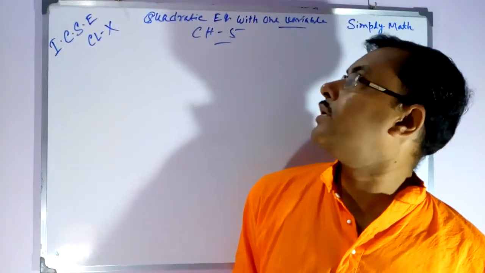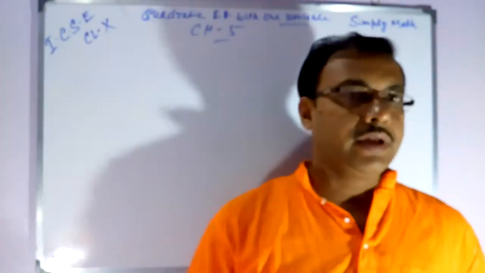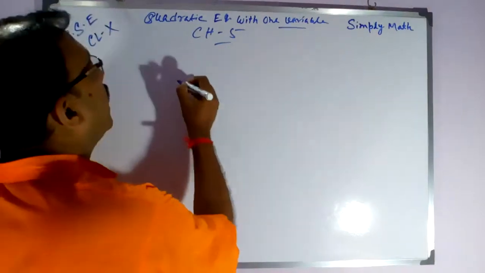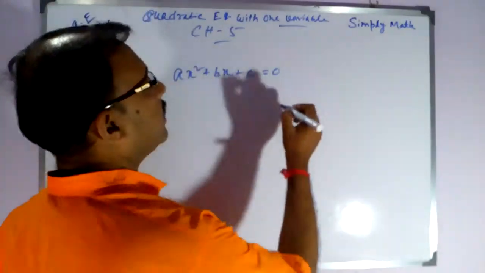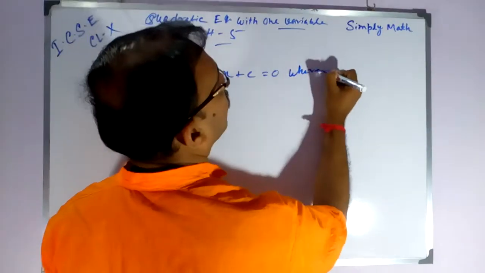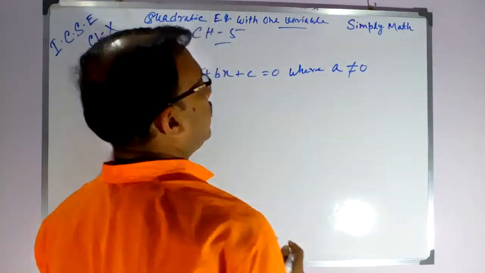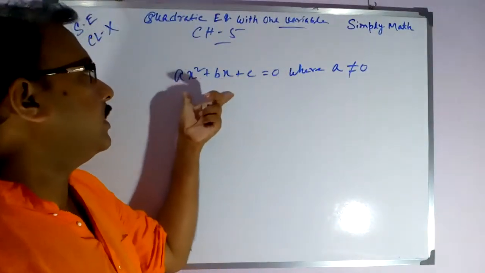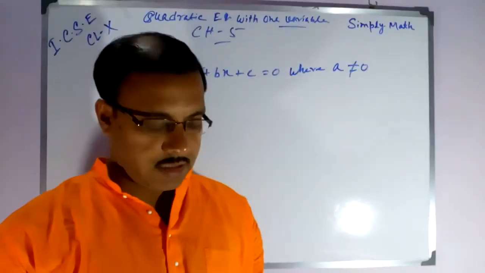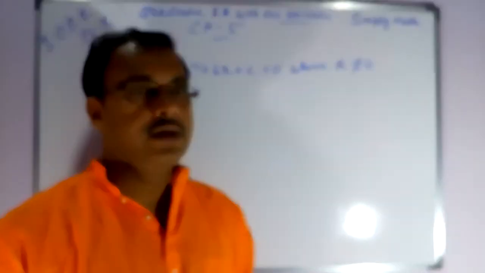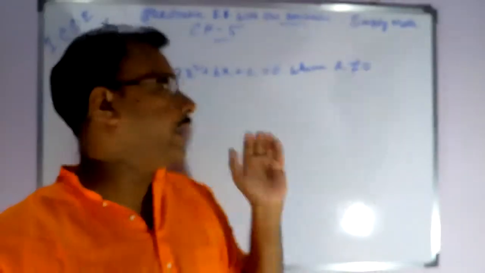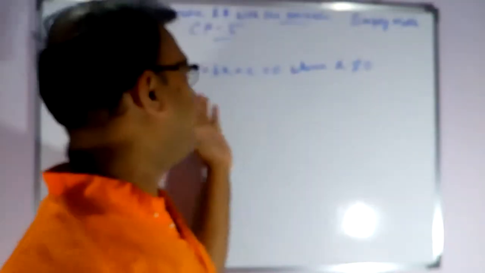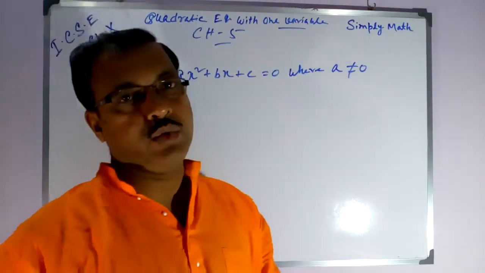What is quadratic equation? Its general form is ax square plus bx plus c is equal to 0. This is the standard form of quadratic equation where a cannot be 0. If a is 0, then the equation would be a linear equation. That is why a cannot be 0. So this is a standard generic equation where a, b, c are variables and a cannot be 0.